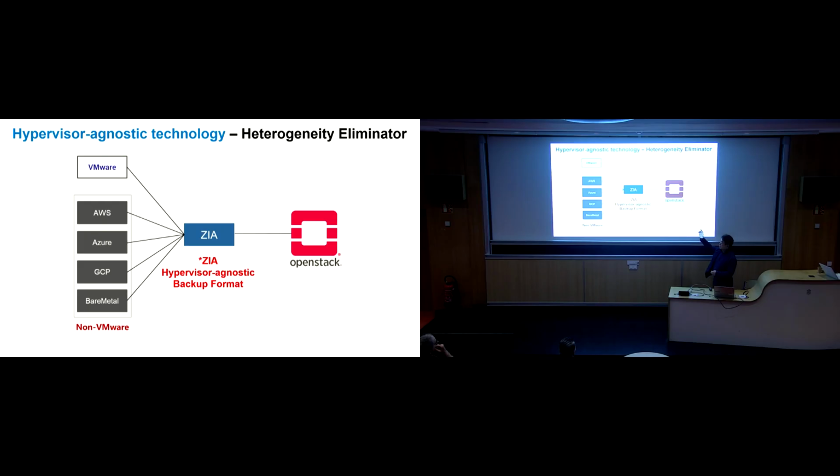ZConverter's migration process has 2 steps. The first step is to capture in ZIA backup format. ZIA is a hypervisor agnostic backup format. VMware's VMDK is captured in ZIA backup format. Non-VMware sources such as AWS, Azure, and bare metal machines are also captured in ZIA backup format.